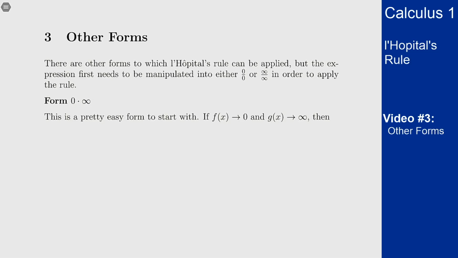There are a lot of other indeterminate forms, though, and so we want to figure out how we can manipulate those into the proper form to be able to apply the rule to then solve these problems. We'll start with 0 times infinity. This one's pretty easy to think about.